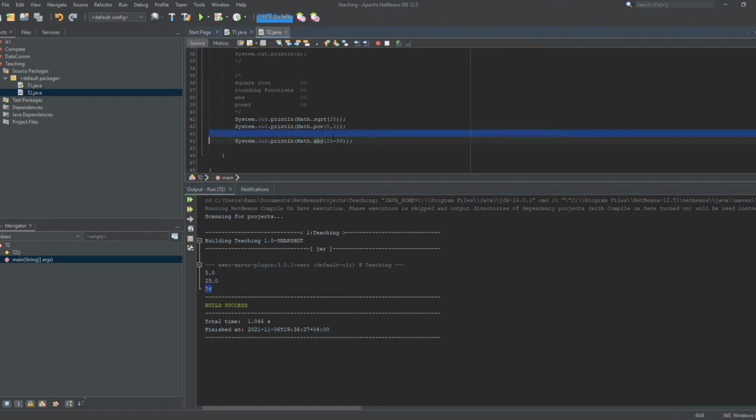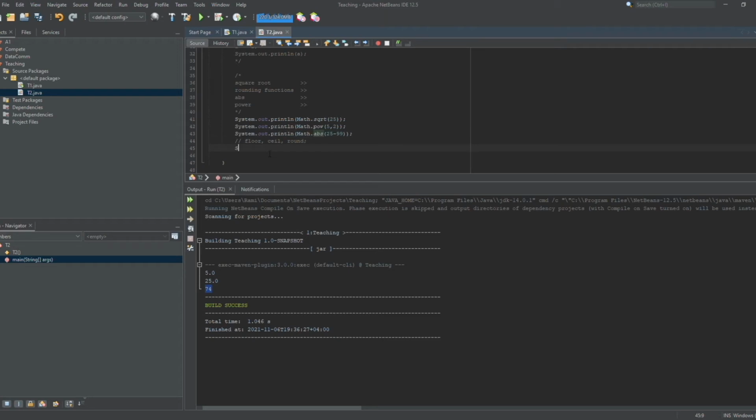Now for the rounding functions we have 3 different functions. We have floor, ceil, and round. Floor basically rounds down towards the floor. Ceil rounds up, and round rounds normally as you would in any equation that you would solve.